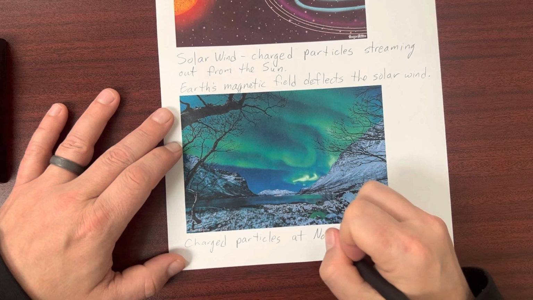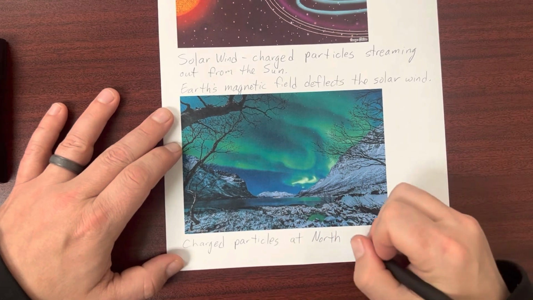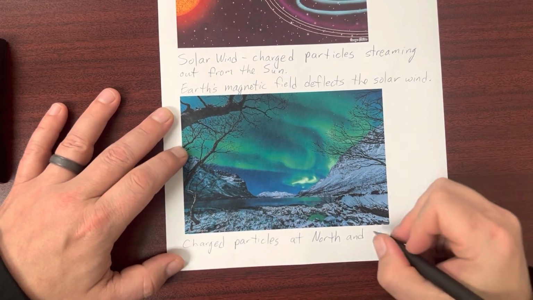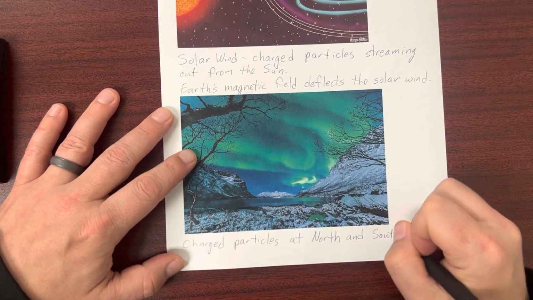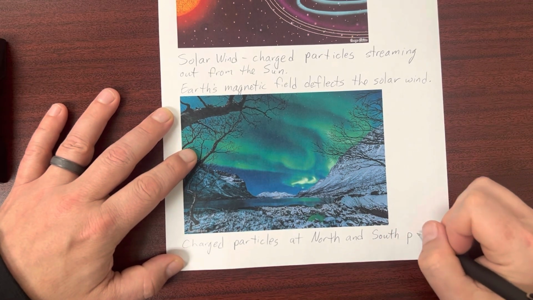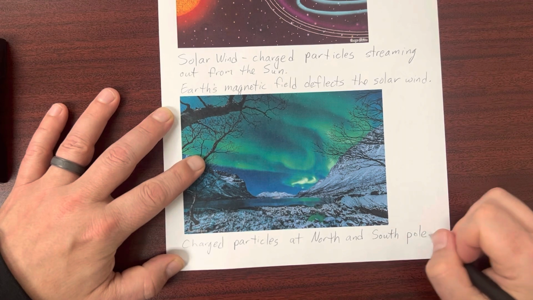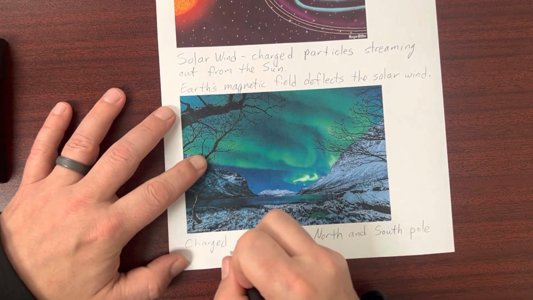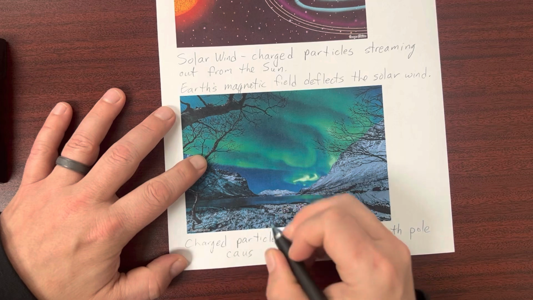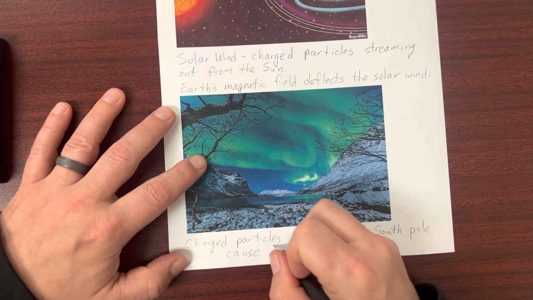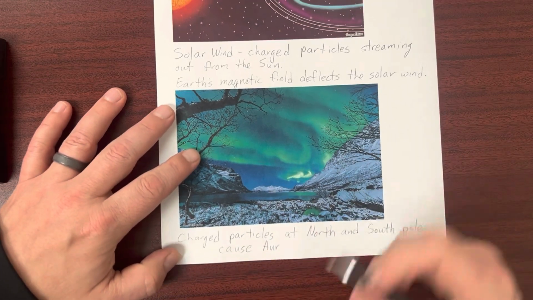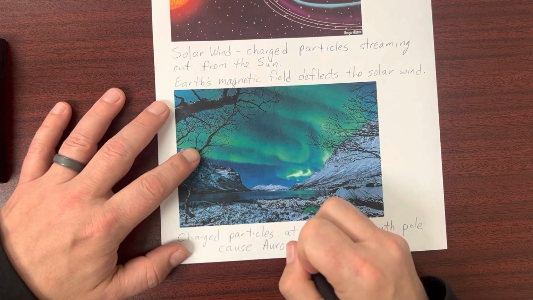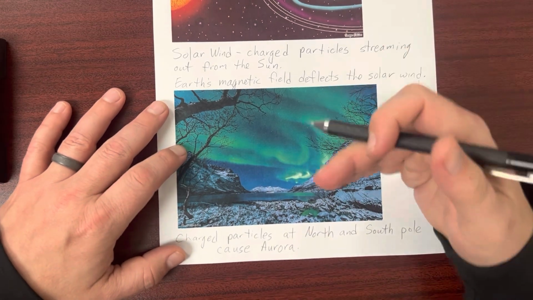So at the North and South Pole, on occasion, when you get a lot of these charged particles streaming down, you see the aurora. And in the north, it's the aurora borealis. And what that is, again, is gases in our atmosphere that are being excited, given energy, and they glow as those streamed particles come down.